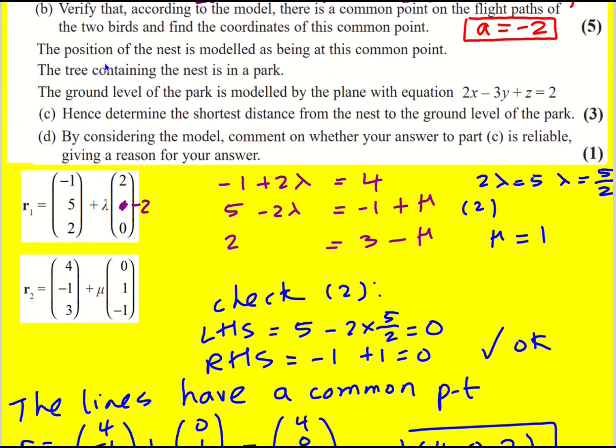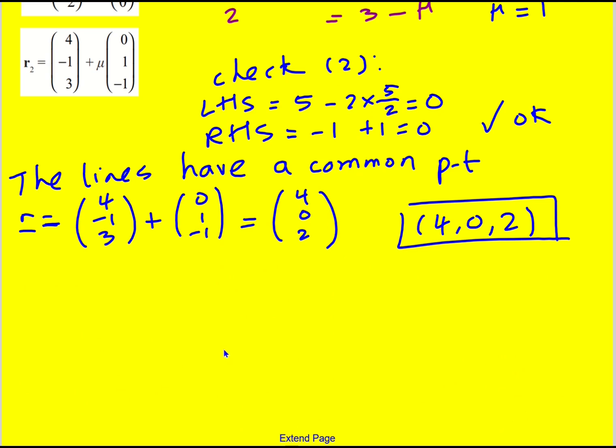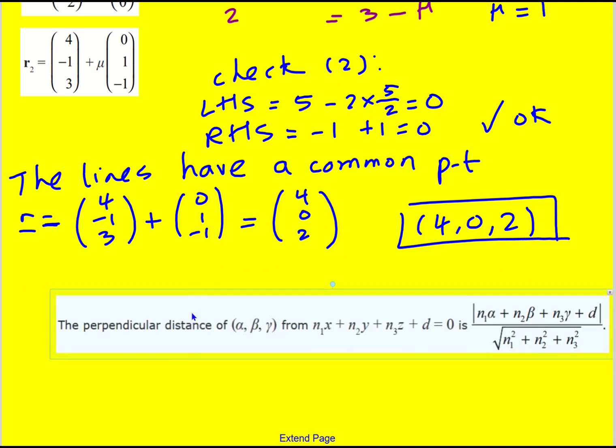Right, so now we're told the position of the nest is modeled as being at this common point, the tree containing the nest is in a park, and the ground level of the park is modeled by the plane with equation 2x minus 3y plus z equals 2. And we're hence asked to determine the shortest distance from the nest to the ground level of the park. Well, there is a formula in the formula book which tells you the perpendicular distance of a point to a plane. And that is going to give us the shortest distance.